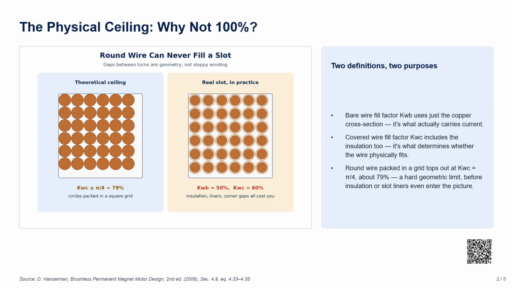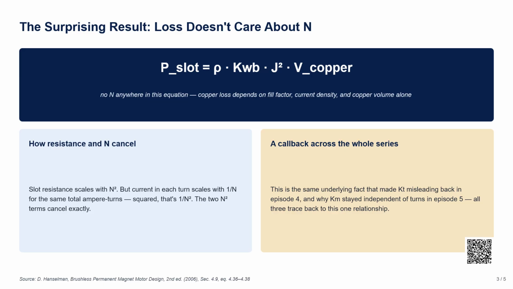There are actually two definitions worth knowing. Bare wire fill factor uses just the copper cross-section, because that's what actually carries current. Covered wire fill factor includes the insulation too, because that's what determines whether the wire physically fits in the slot at all. Here's the genuinely surprising result hiding inside this topic.